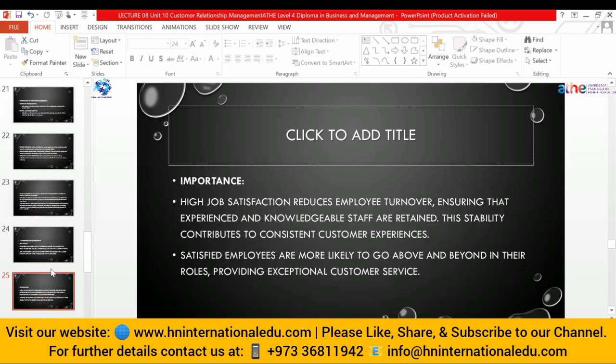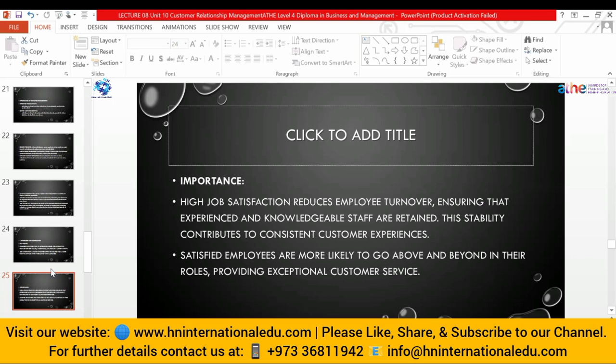Importance. High job satisfaction reduces employee turnover. That is, people are not going to leave the job. They're not going to leave the organization because they are satisfied by their job, ensuring that experienced and knowledgeable staff are retained. This stability contributes to consistent consumer experiences. Secondly, as an organization head or an owner, this is an opportunity to retain them for a longer period of time by giving them the importance that they are a valuable asset too.